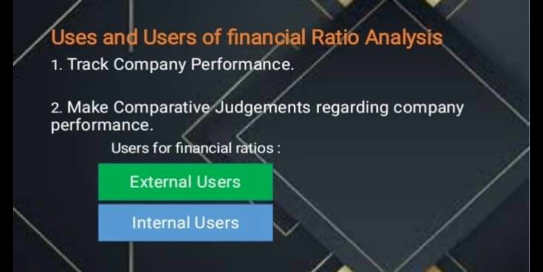Users of financial ratios include parties external and internal to the company. The external users are financial analysts, retail investors, creditors, competitors, tax authorities, regulatory authorities, and industry observers. And the internal users are the management team, employees, and owners.